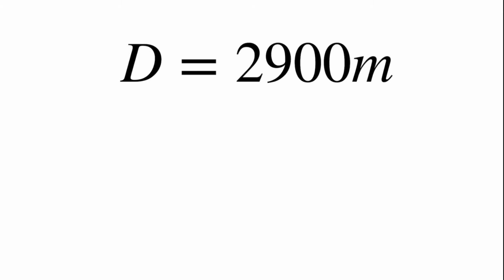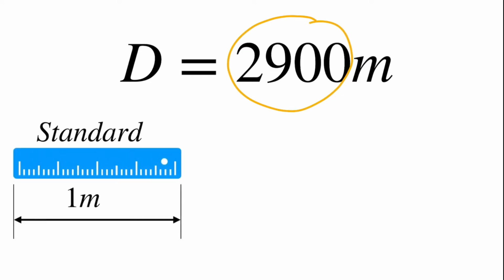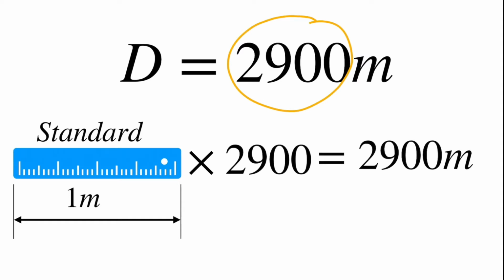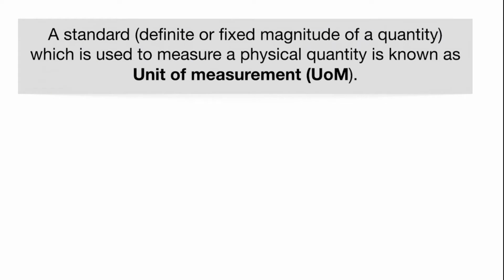In our previous example, when we say a distance of 2900 meters, it means there are 2900 units of meter in that distance. So here 1 meter is a standard length, and if we use this length 2900 times, we will cover the 2900 meter distance. So here meter is a standard which is being used to measure a physical quantity, distance. A standard which is used to measure a physical quantity is known as a unit of measurement.